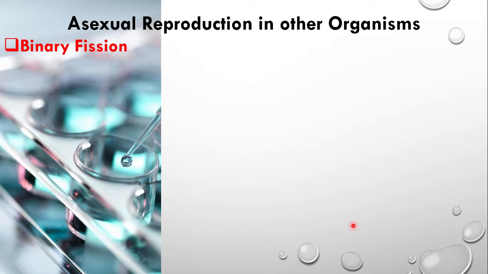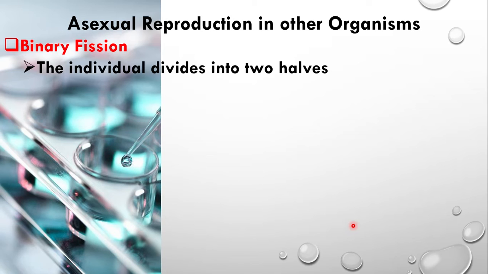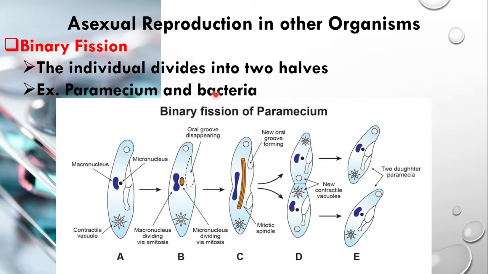Next, we have binary fission. You may have heard of binary fission in bacteria and other organisms that are capable of binary fission. Okay? So in binary fission, the individual divides into two halves. Examples of this are Paramecium and bacteria. Paramecium is a protist. So the reproduction of Paramecium is through binary fission, like some bacteria. Okay, so this is binary fission of Paramecium.